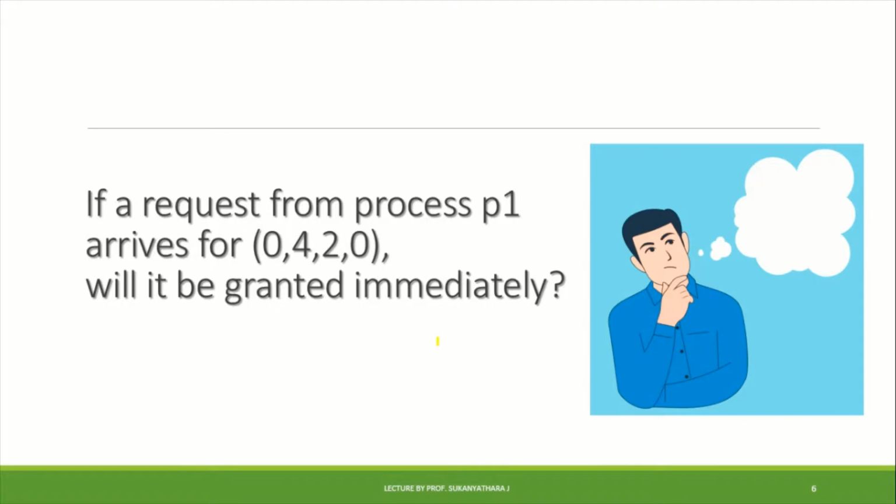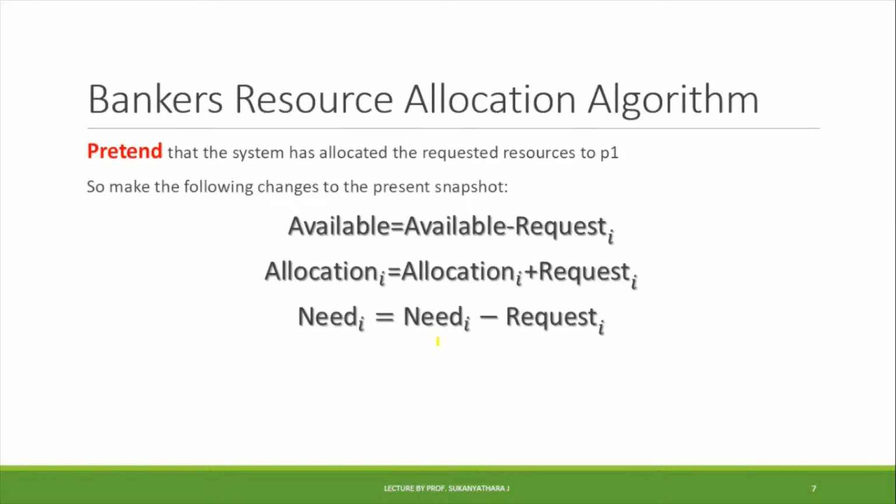The operating system cannot grant it right away. It has to think. If I grant these resources right away, I will get a new state of the system. I will get a new snapshot. But will that be a safe state or not? If that will be a safe state, I can grant these requests. Otherwise, I will have to tell the process P1 to wait. So this is what the banker's resource request algorithm does.